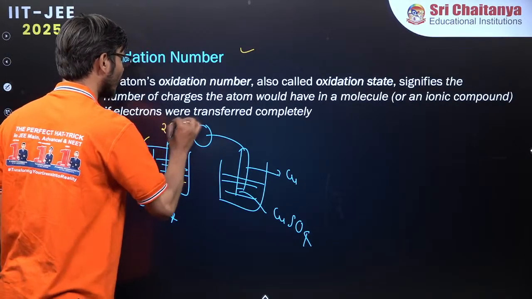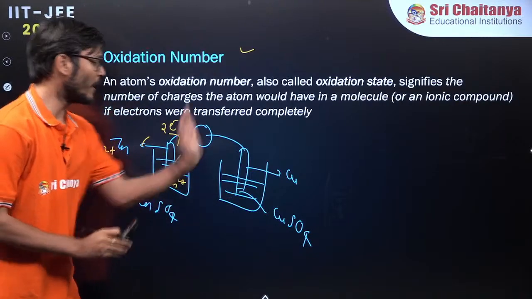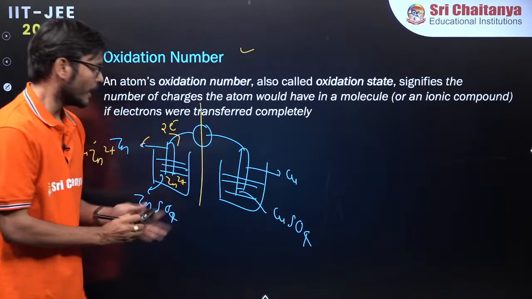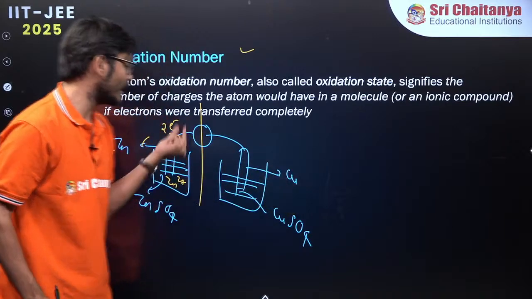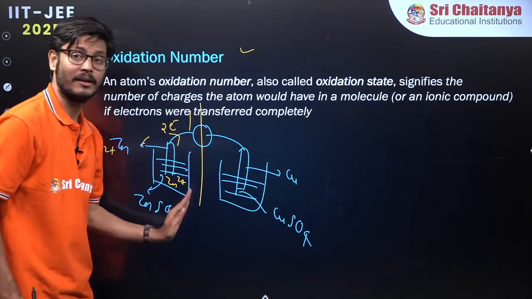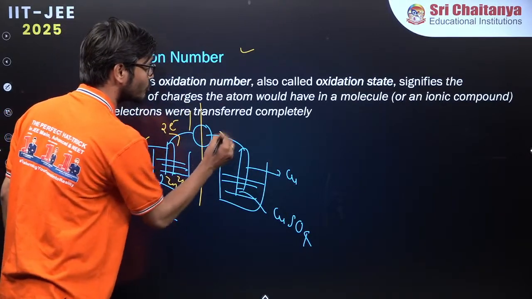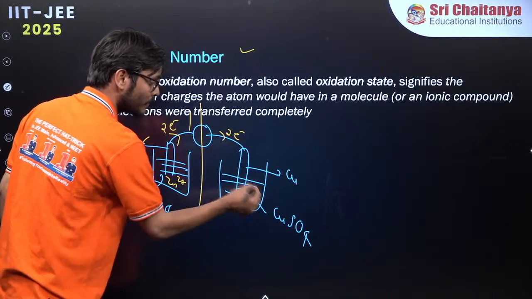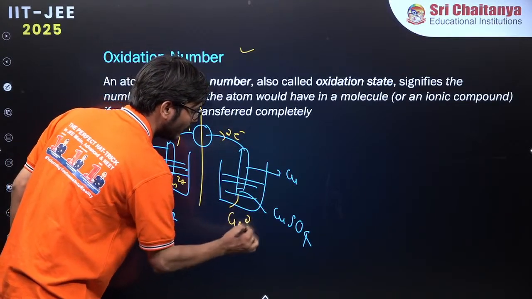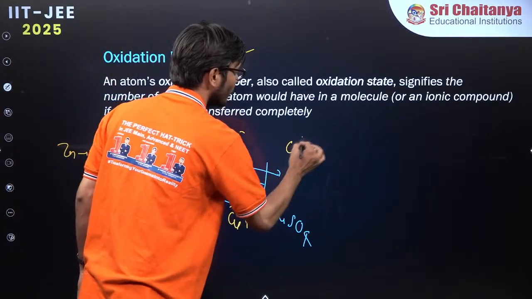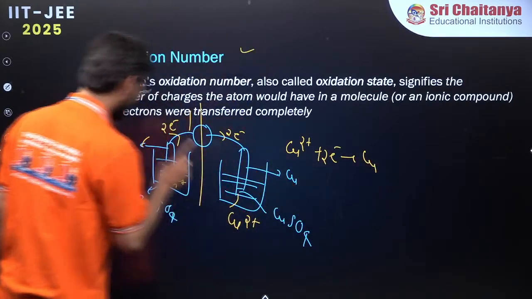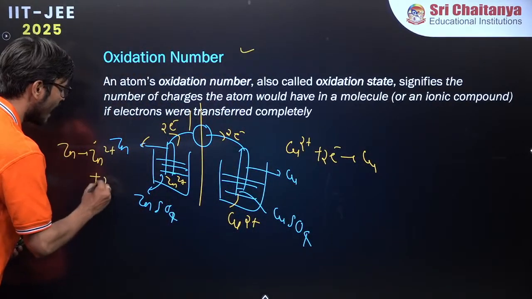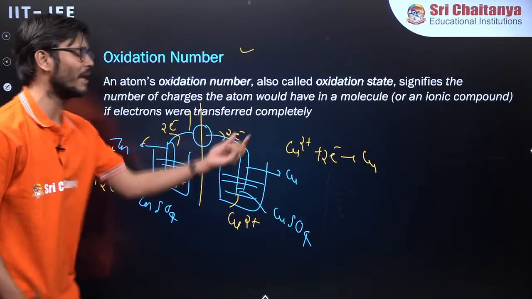Now, these two electrons are flowing. If I remove this particular cell, there is electron, right? So this is a half cell. But if I allow the electron to flow, in the solution we are having Cu2+. So this Cu2+ will accept these two electrons and convert into copper. So what happened? Zinc loses electrons and these electrons have been accepted by Cu2+.